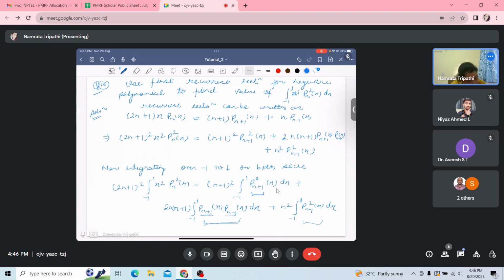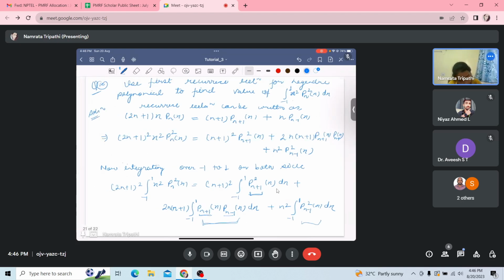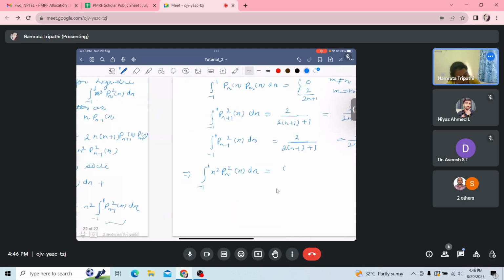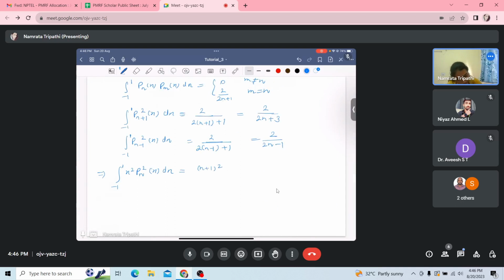Now we can put here and here the values of Pn plus 1 square and Pn minus 1 square. So we will get n plus 1 square upon 2n plus 3 plus 0. The second term will become 0 using the orthogonality relation. This is the integral from minus 1 to 1 of x square Pn square dx. We can take 2 outside.